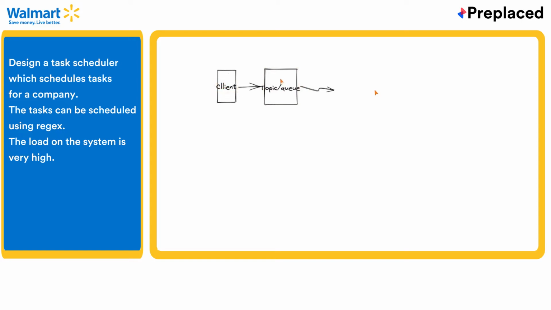Yeah, let me shift it a little bit. There can be a front end service which will be taking the request, and from there will be sending it to a Kafka topic. So we can have something like that.